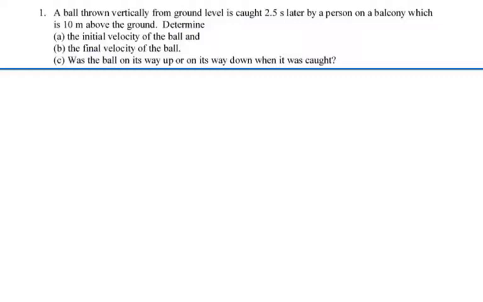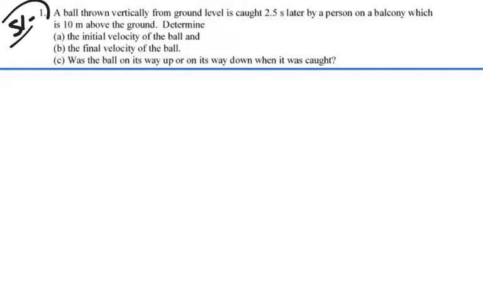Here's sample test problem number 1. A ball thrown vertically from ground level is caught 2.5 seconds later by a person on a balcony which is 10 meters above the ground. Determine the initial velocity of the ball, the final velocity of the ball, and was the ball on its way up or on its way down when it was caught.